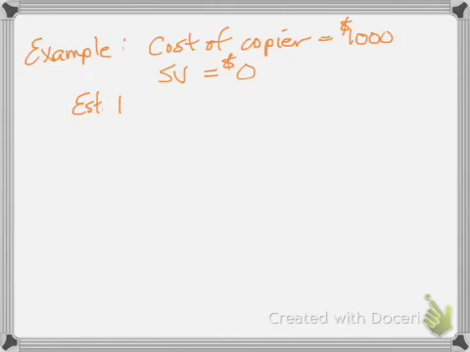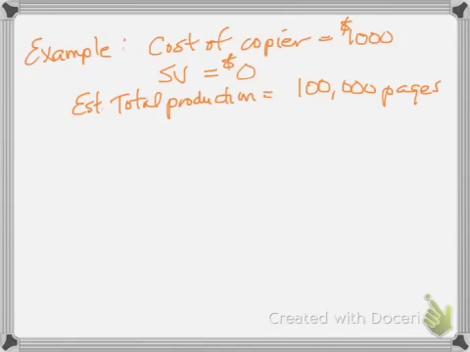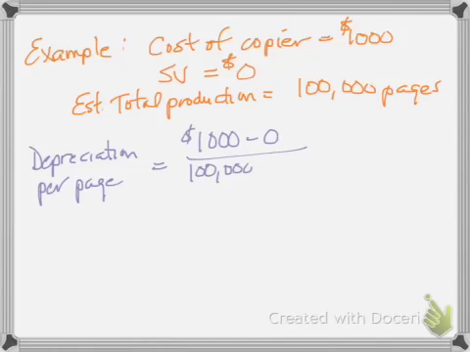So let's put some numbers to this so we can see how that works. So let's say we bought a copier and it had a cost of $1,000 and it has 0 salvage value. For a photocopier, a lot of times when you buy one of the things you're looking at is how productive will it be? How many pages will it produce? And let's say we've estimated, or the manufacturer even may have suggested, that you could expect this copier to be able to produce 100,000 photocopies over its life. So instead of depreciating over a time period, we're actually going to depreciate based on the number of pages.